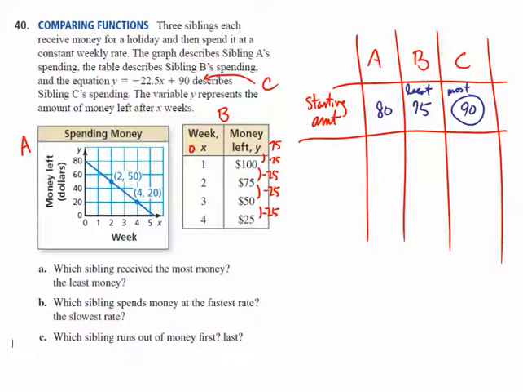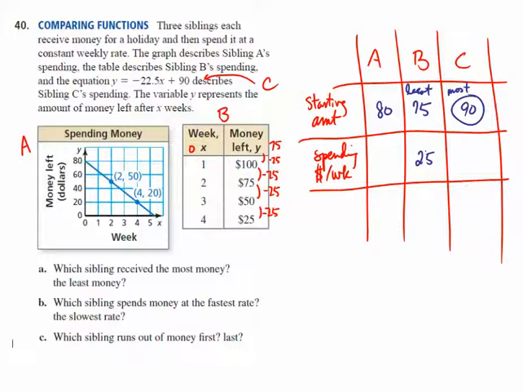All right. Now, which sibling spends money at the fastest rate? Spending dollars per week. All right. How do we see how much they're spending? We see how much they're spending by how much the money is going down each week. Well, for sibling B, it looks easiest to tell. They are spending $25 per week. Now, what is that? That's the slope of the line.